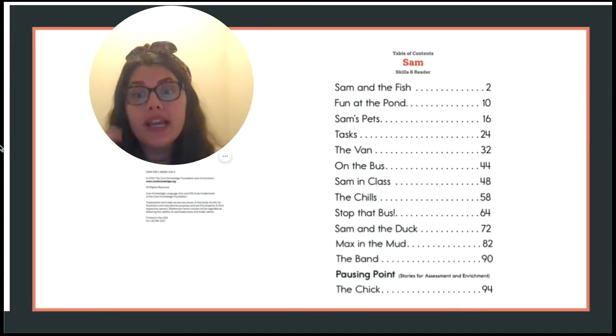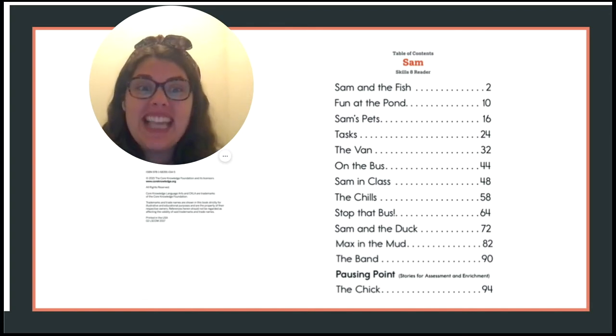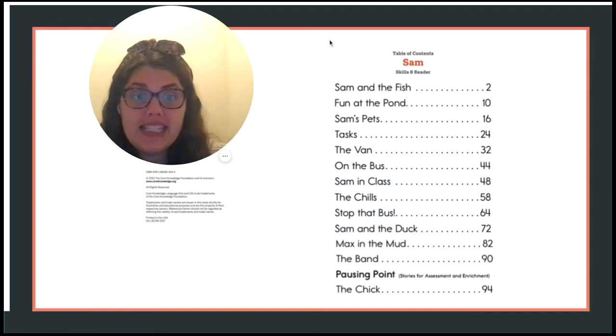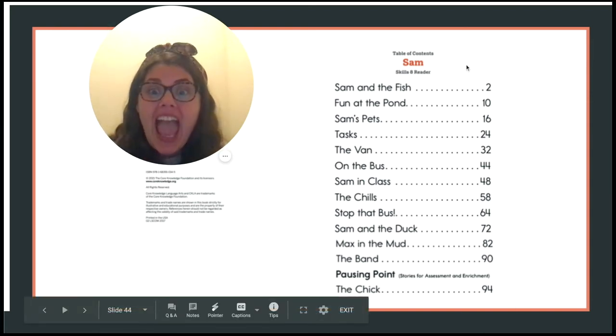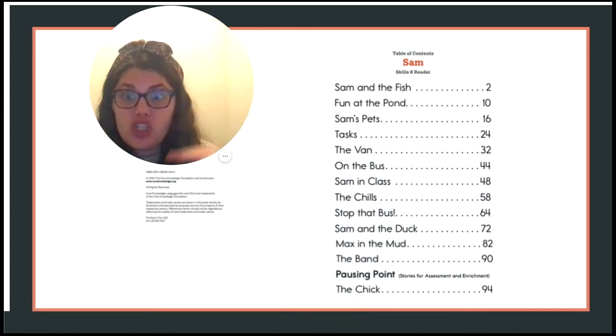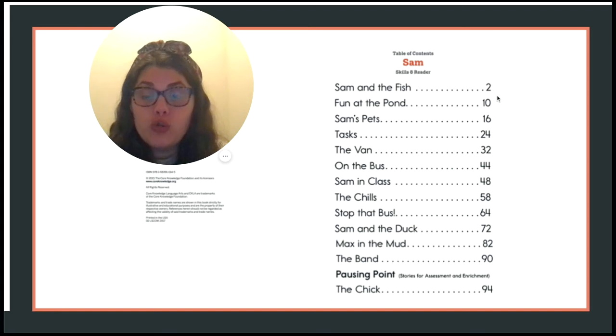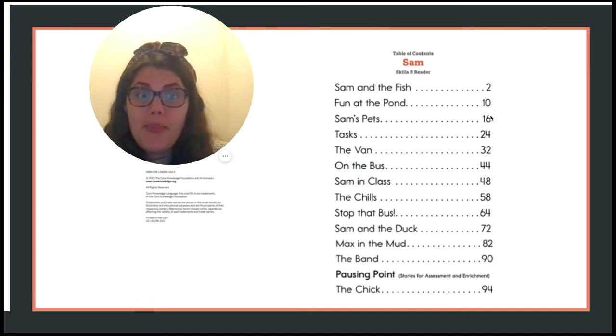So we know the book is going to be about this boy named Sam. Friends, another really important piece of a book before the story is its table of contents. And this is what it is here, friends, the table of contents. A table of contents lets you know all the pieces of the book and the different stories, in this case, and the page that those stories start on. So each different line here, Sam and the Fish on 2, Fun at the Pond on 10, Sam's Pets 16, has the title right here, and then right next to it is the page number.